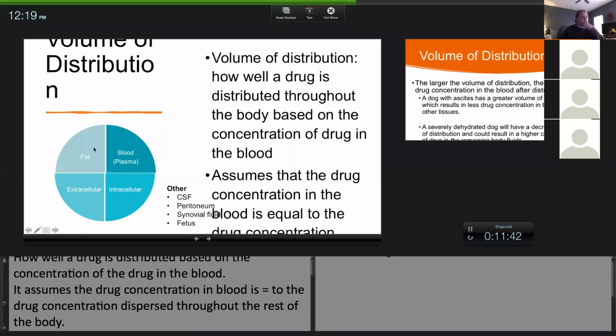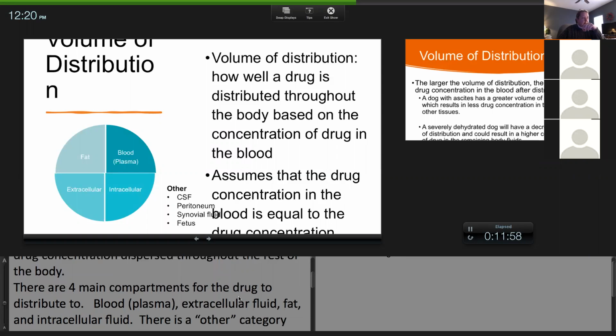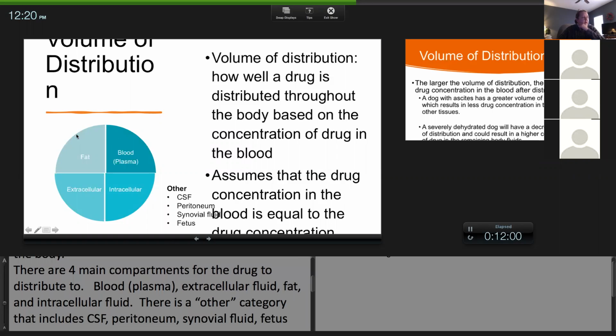Now, volume of distribution: how well is the drug distributed based on what is in the blood? This assumes that the drug concentration in the blood is equal to the drug concentration dispersed in the body. In this picture, you've got fat, blood, which is your plasma, extracellular, and intracellular. These are the spaces. When we give something intravenously, at first there's really nothing in the fat, extracellular, or intracellular.